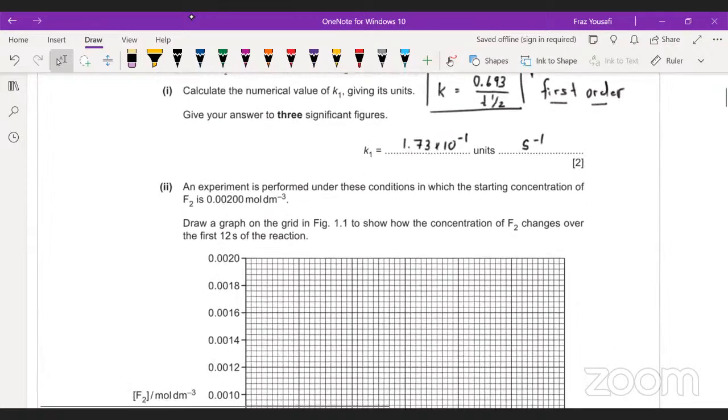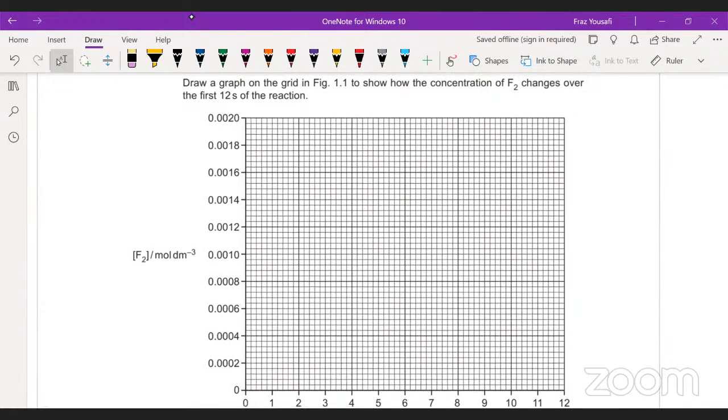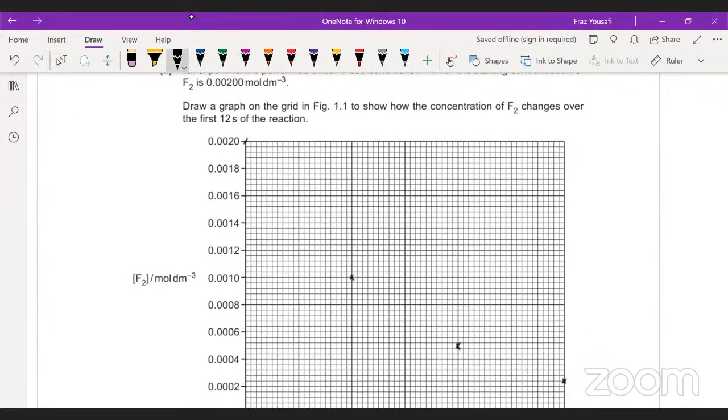So we're starting off with 0.002. At exactly 4 seconds, we would end up with a value here. At exactly 8 seconds, we'd end up with a value here. And then finally at 12 seconds, we would end up with a value approximately here. This is what our graph is going to look like. And we started off initially with a concentration there.